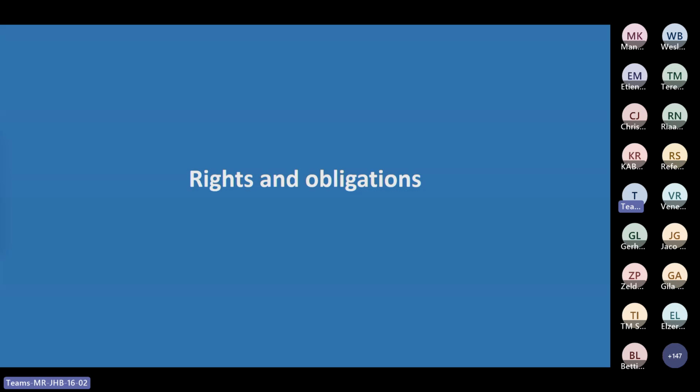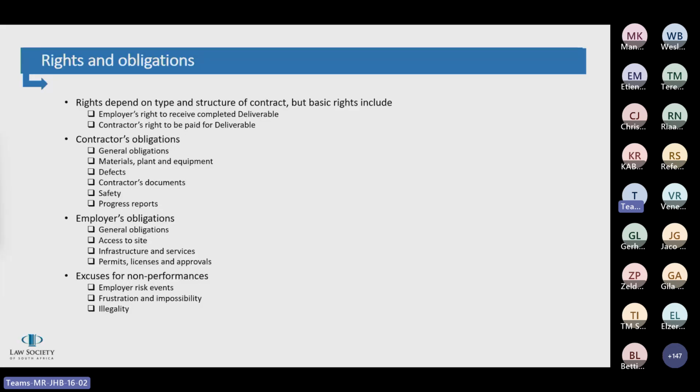Okay, so we're just going to quickly run through rights and obligations because most of what I'm discussing now has already been discussed during the conversation today. The rights that a party has depend on the type and structure of a contract, but there are some basic rights that form the core of a construction contract, and that is really simplistic: an employer has a right to receive a completed deliverable and a contractor has a right to be paid for that deliverable.